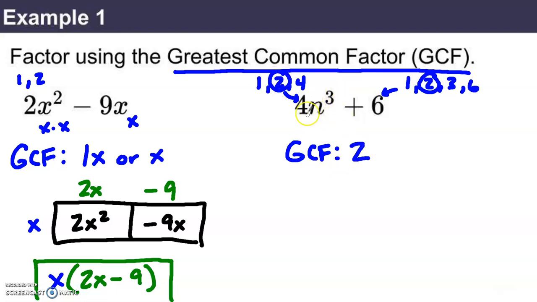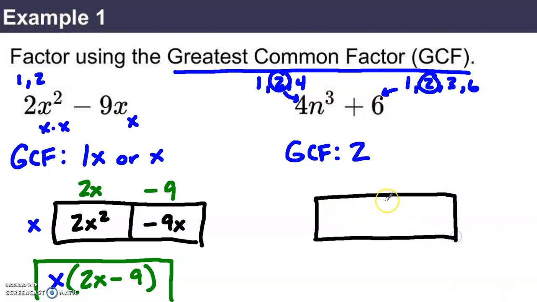Now I have n cubed here, but I don't have any n's here at all. So I can't put any n's in my greatest common factor. My greatest common factor is just 2. So let's see if we can write this expression as a multiplication problem, where one of the factors is 2. If 4n cubed plus 6 is my answer, and one of the factors was 2, what would the other factor have to be?